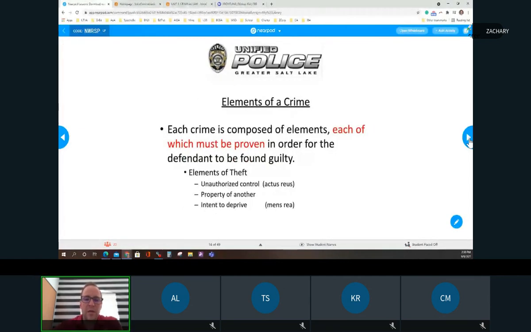Okay, so each crime is composed of elements, each of which must be proven in order to find the defendant guilty. For example, the elements of theft: unauthorized control, the property of another, and intent to deprive, so take away.